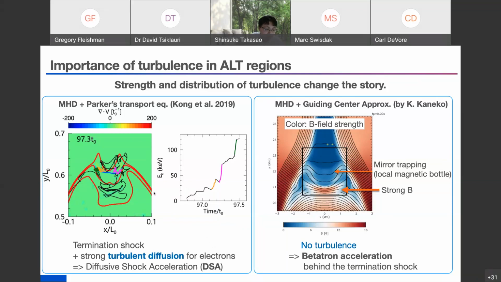So this study suggests that if the electrons are subject to turbulent diffusion, we may expect a diffusive shock acceleration here. But if we do not have turbulence, the story is quite different. So this is an MHD simulation plus test particle calculations based on the guiding center approximation by Kaneko-san.